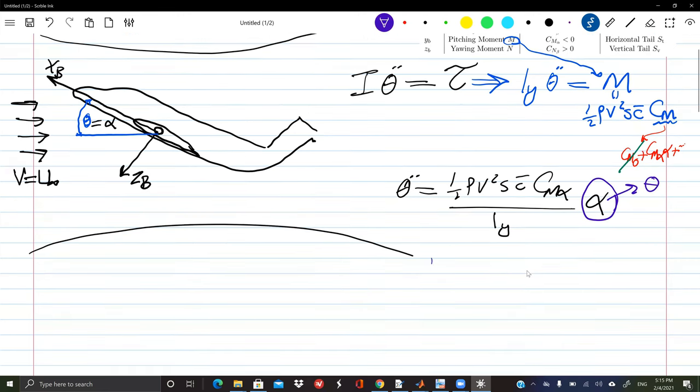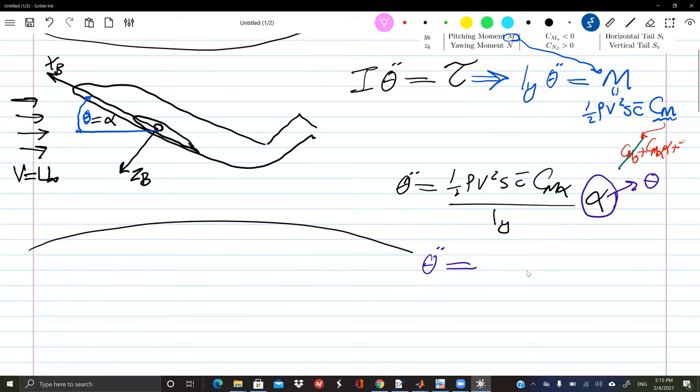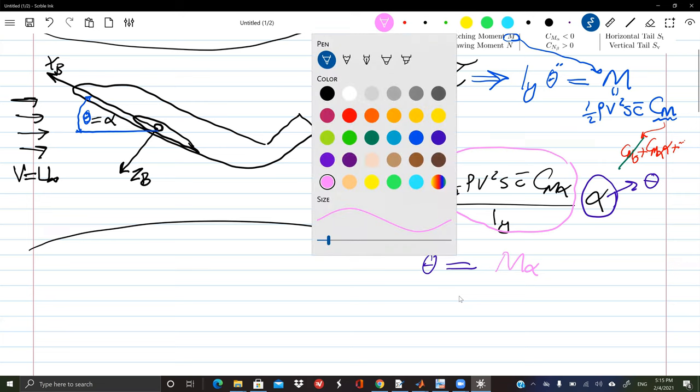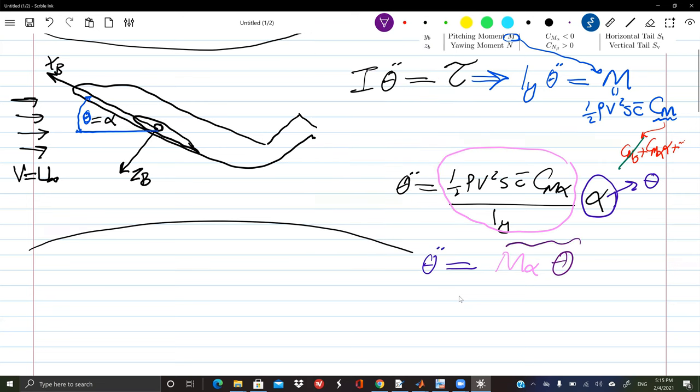So my equation of motion is simply theta double dot is equal to whatever we have here. Let's give it just a name, any name. I'm going to name it M alpha because it's a constant times Cm alpha, and it's not a coefficient anymore because I'm multiplying with these things. Again, it's a constant from one airplane to another. So M alpha times theta. This is my equation of motion. Any question about this equation of motion?